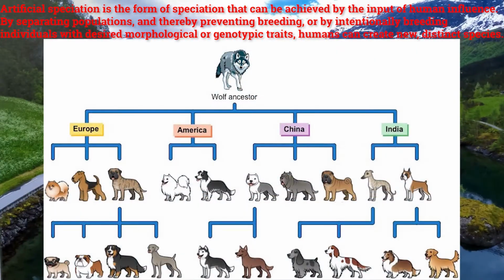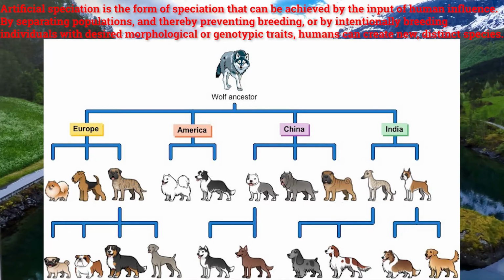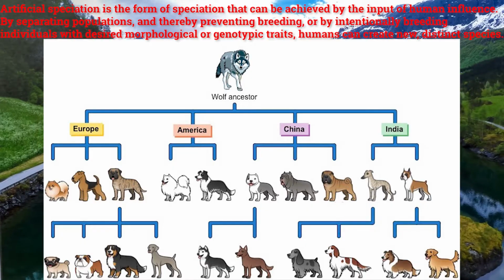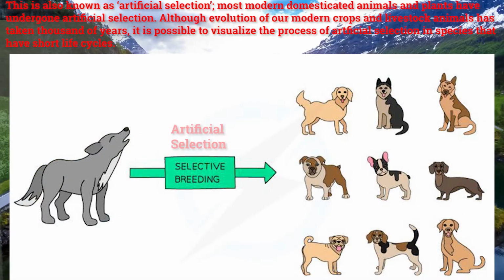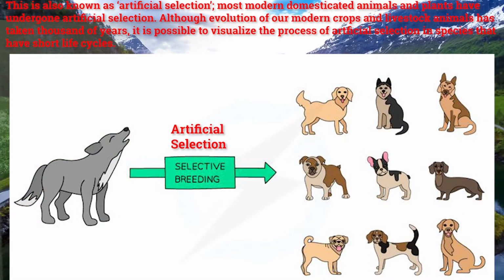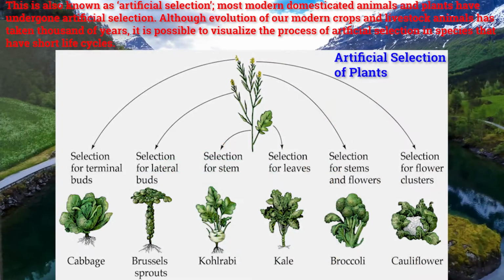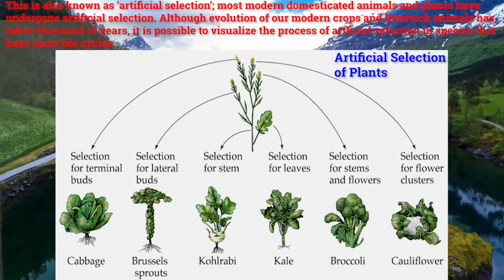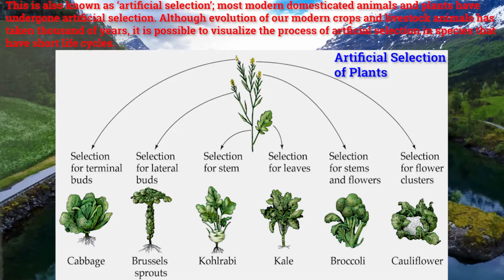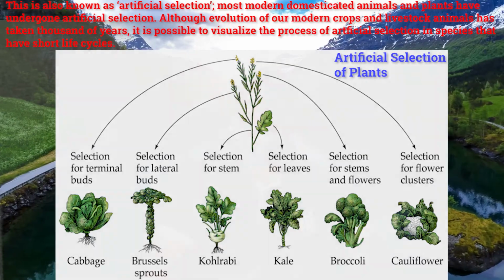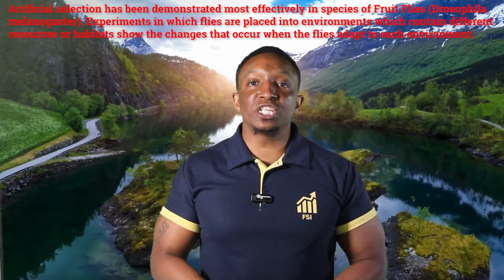Artificial speciation is the form of speciation that can be achieved by the input of human influence. By separating populations and thereby preventing breeding, or by intentionally breeding individuals with desired morphological or genotypic traits, humans can create new, distinct species. This is also known as artificial selection. Most modern domesticated animals and plants have undergone artificial selection. Although evolution of our modern crops and livestock animals has taken thousands of years, it is possible to visualize the process of artificial selection in species that have short life cycles.